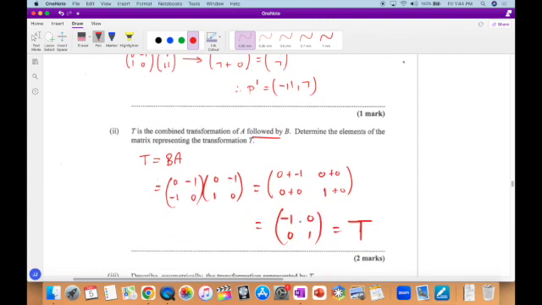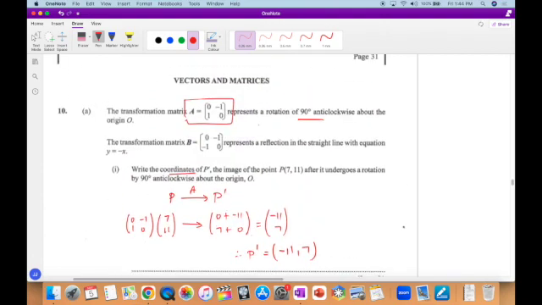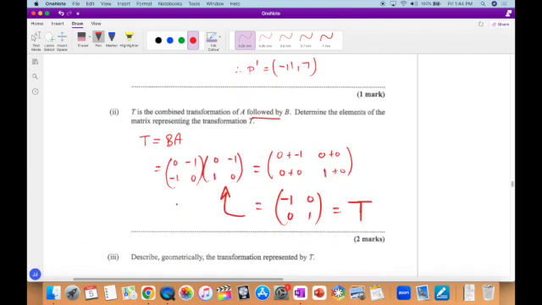Now notice it's very similar to this, right? So the matrix A is a rotation anti-clockwise 90 degrees. That is quite interesting.